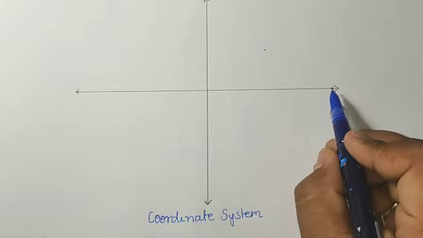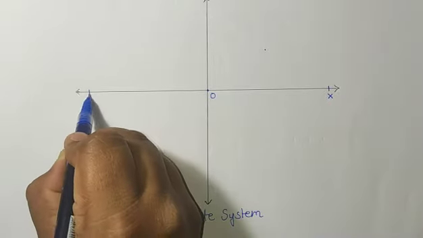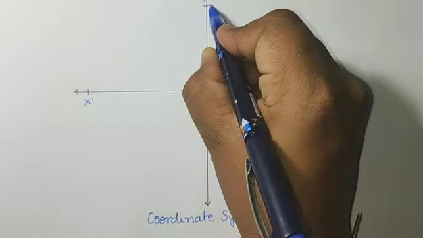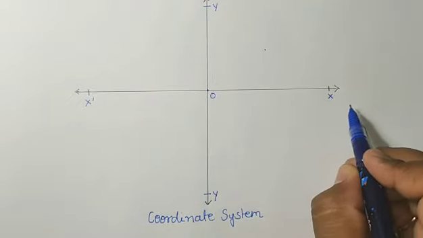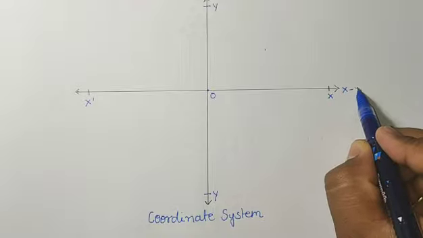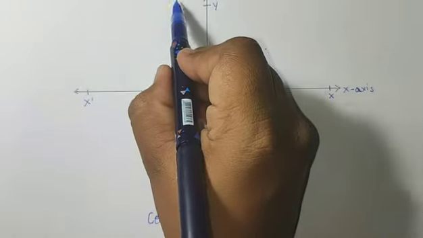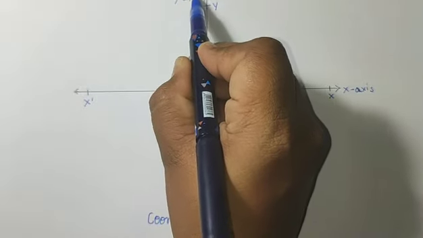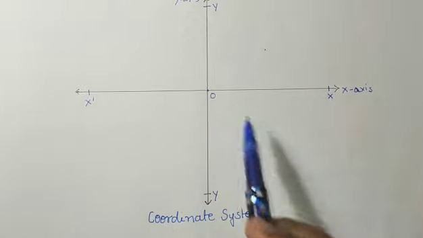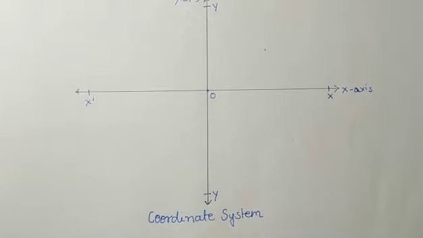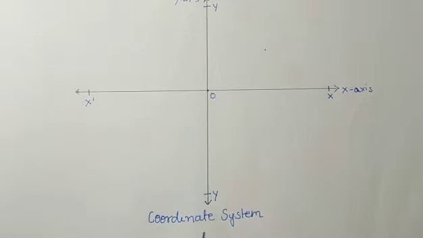And what are these lines, students? The names of these lines are XOX dash and YOY dash. XOX dash is the x-axis, and YOY dash is the y-axis. These two lines are like number lines: this is the horizontal number line and this is the vertical number line.